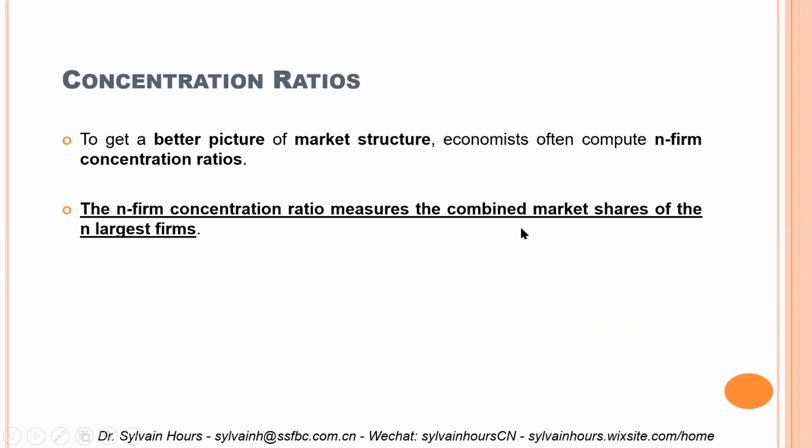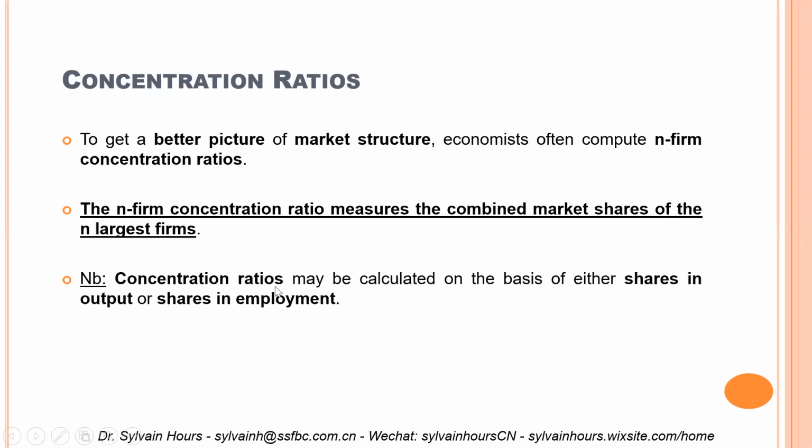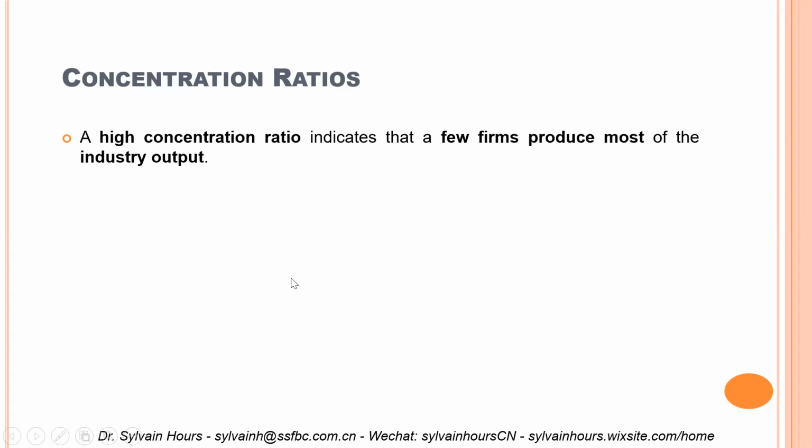In particular, what we usually do is calculate the N-firm concentration ratio. So N is just the number of the N biggest firms. For example, if you take the 4-firm concentration ratio, you simply add the market shares of the 4 biggest companies in this market. If you calculate the 5-firm concentration ratio, you do the same thing, but with the market shares of the 5 biggest companies. It's very intuitive. And of course, the higher it is, the more concentrated your market.